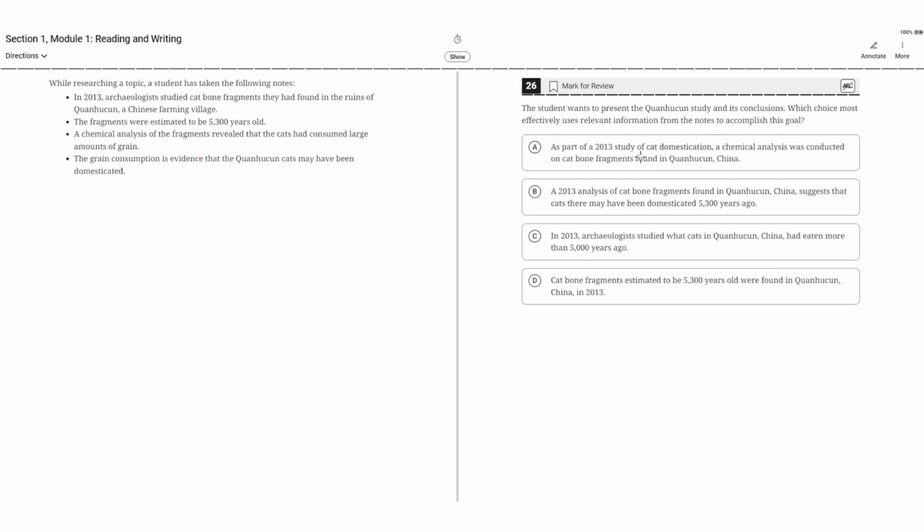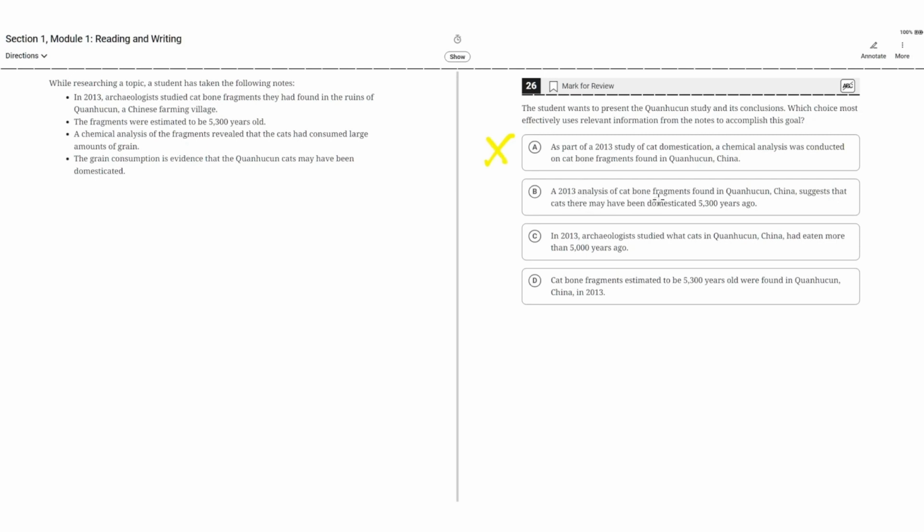As part of a 2013 study of cat domestication, a chemical analysis was conducted on cat bone fragments found in Kwan Ho Kun, China. This is incorrect, because this only presents information on the Kwan Ho Kun study and not its conclusions.